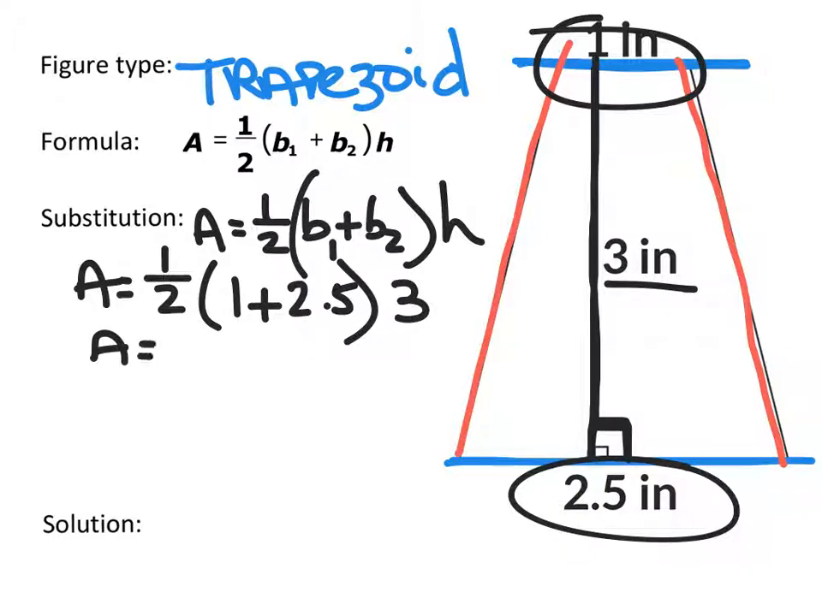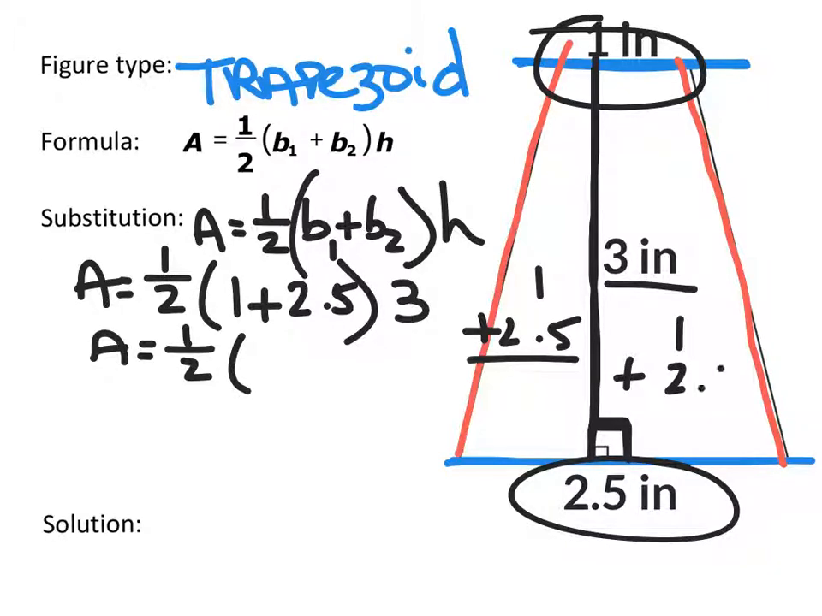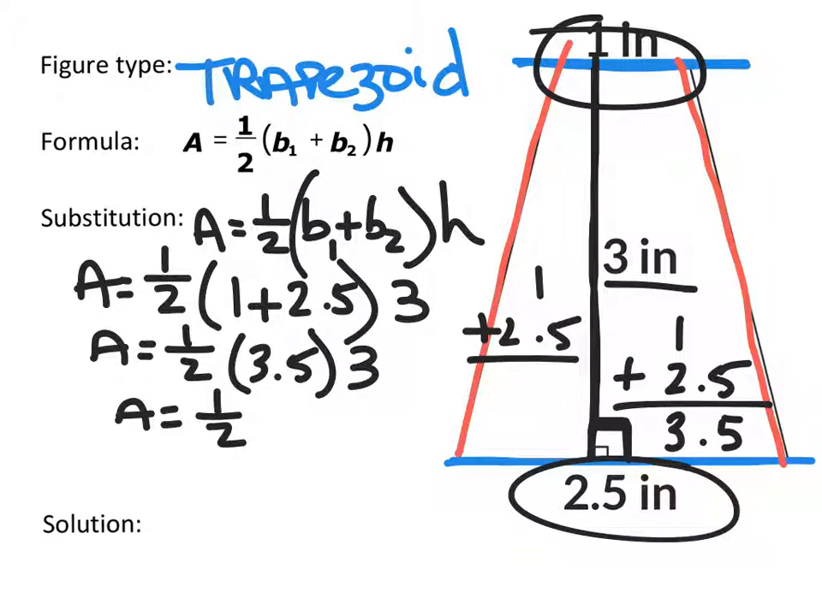The area is equal to 1/2 of, what is 1 plus 2.5? Oh, we should line up our place values. 1 plus 2.5. When we add or subtract decimals, it's very important that we line up by place value. So that's 3.5 times 3. The area is equal to 1/2 of 3.5 times 3.